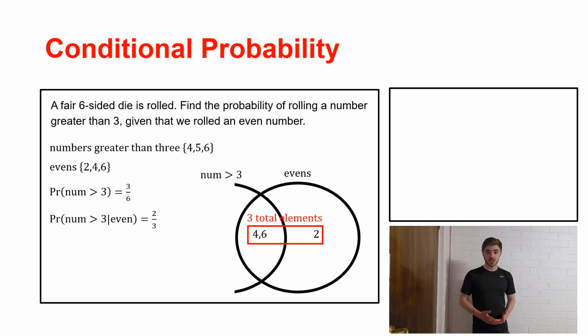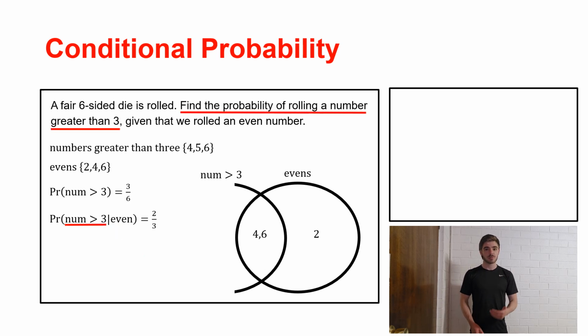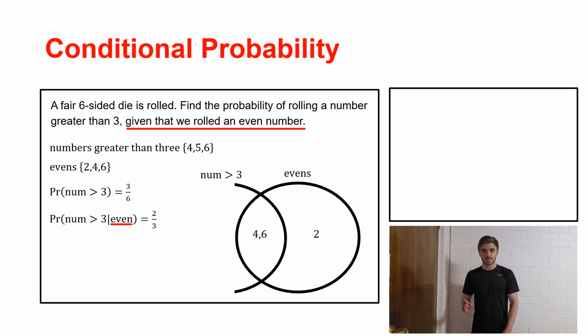The notation for conditional probability uses a vertical line. The thing immediately to the left of that vertical line is the probability that we're looking for. In this case, it was looking for numbers greater than 3, hence that will go on the left-hand side of that vertical line. On the right-hand side is the conditional. In this case, the condition that was given to us was that we rolled an even number. Hence, that will go on the right-hand side. So in total, that statement just reads, the probability that we rolled a number greater than 3, given that that number was even.